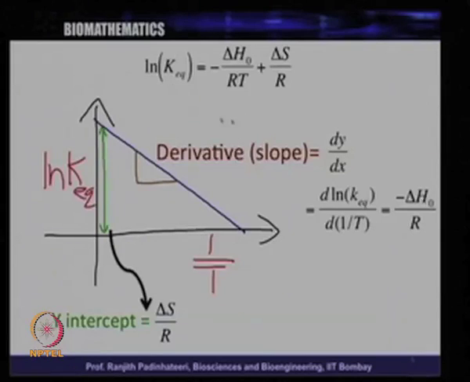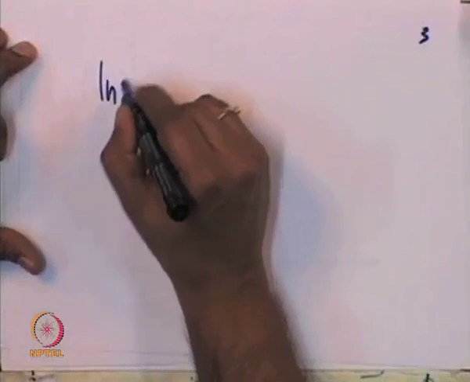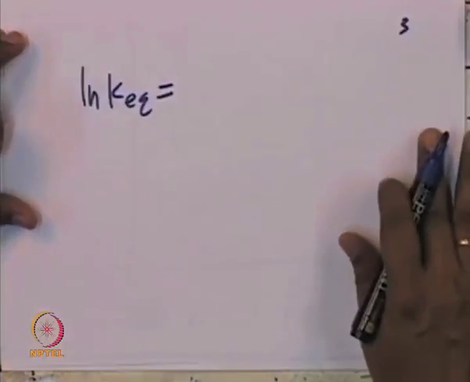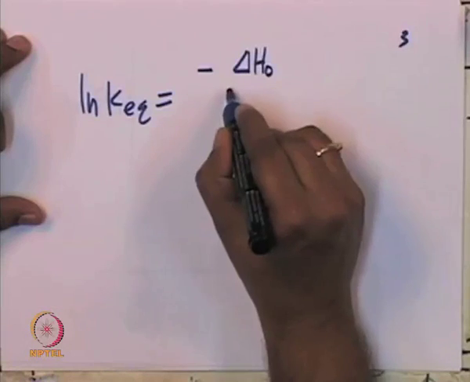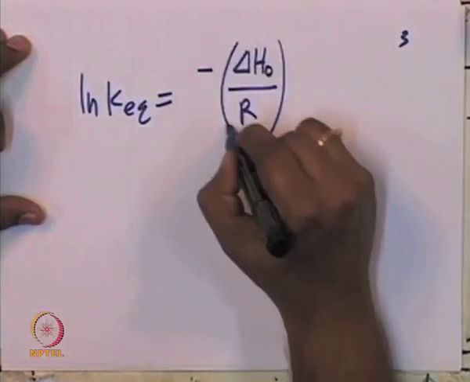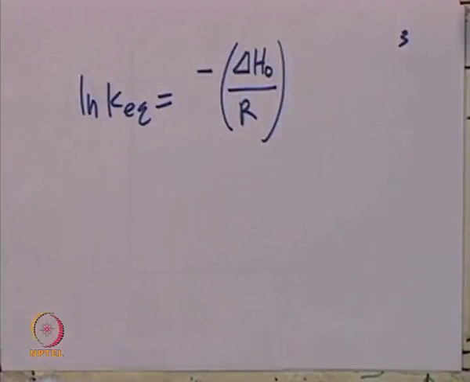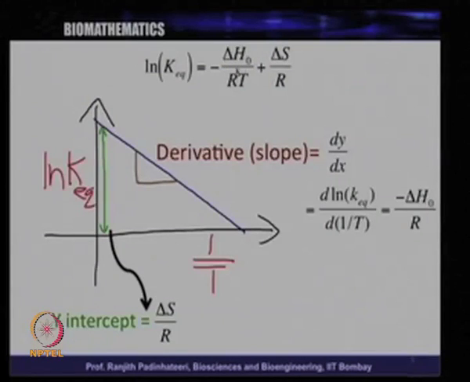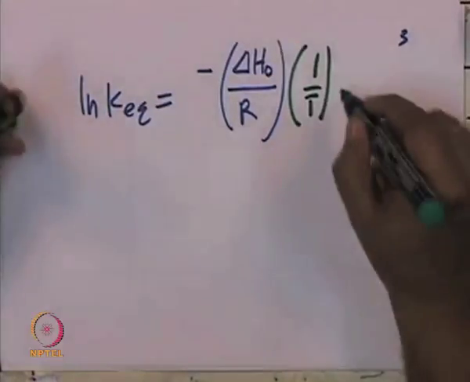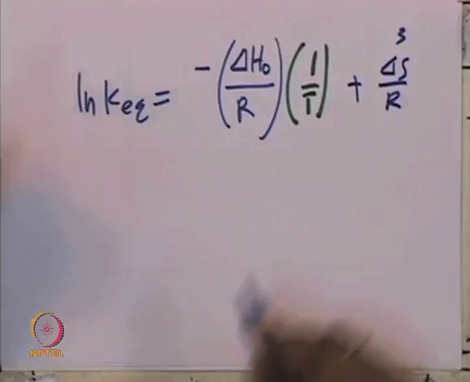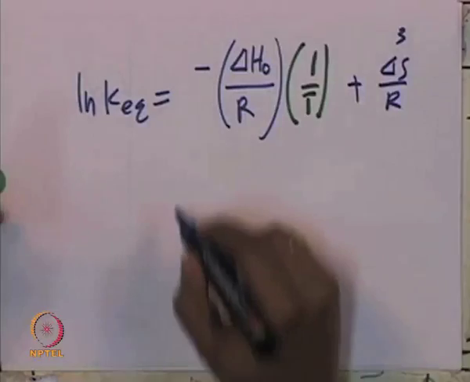If you look at this equation, the equation we had was ln k equilibrium is equal to minus delta H 0 by R T. As you can see, this can be written as minus delta H 0 by R into 1 over T, plus delta S 0 by R. This way you can rewrite this equation and then you can plot.